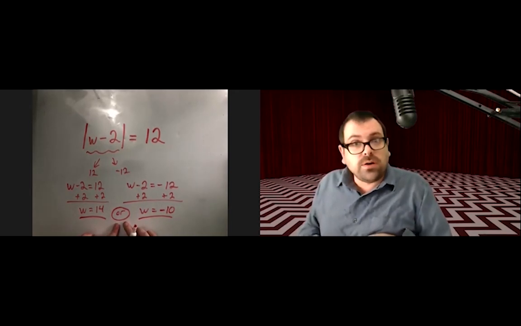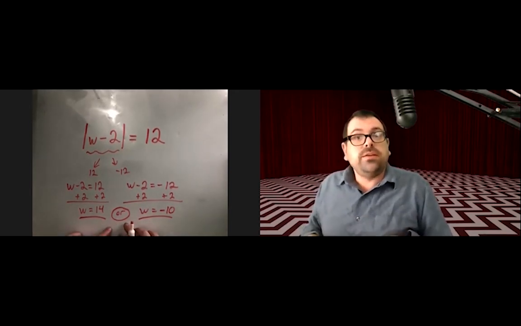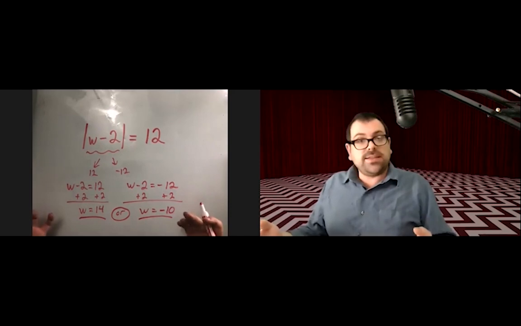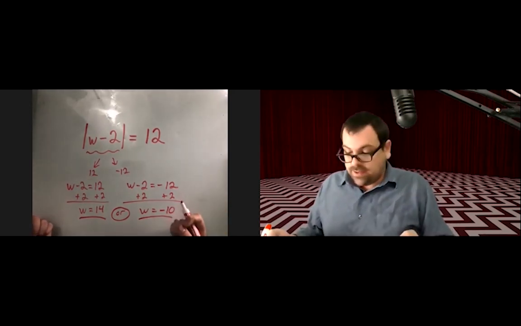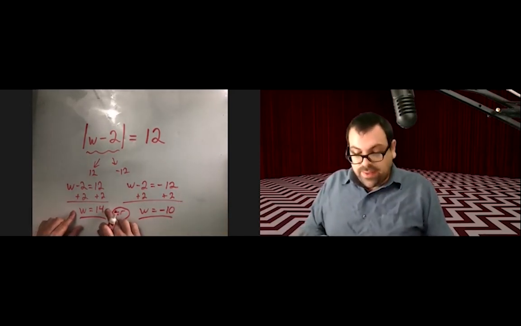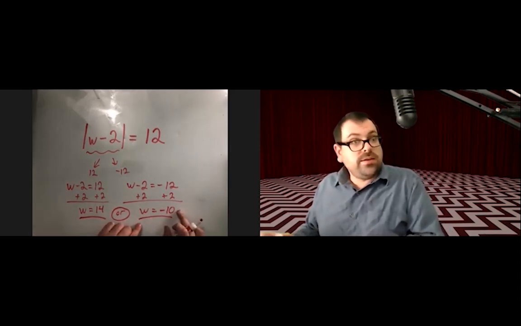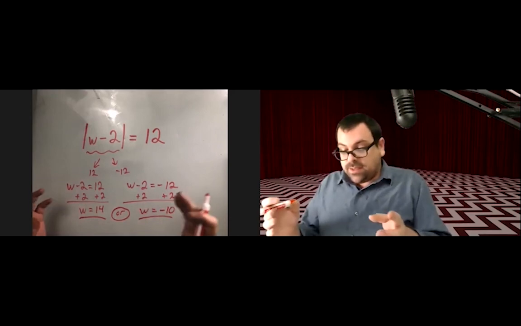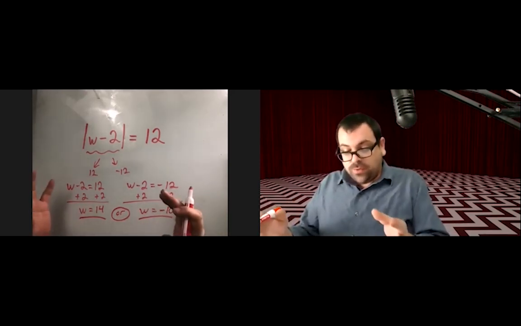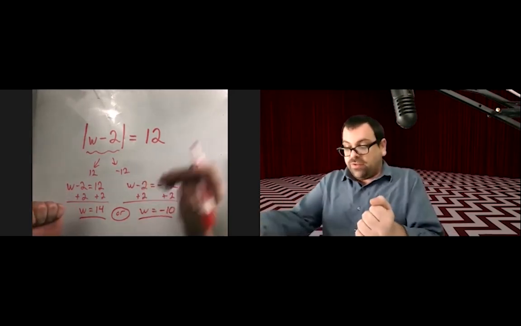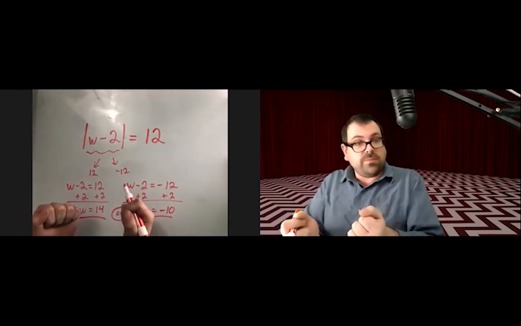Because what is or? Or is a union. That means the correct solution set would bring this one and this one in because it's the union. Everything from one with everything from the other.